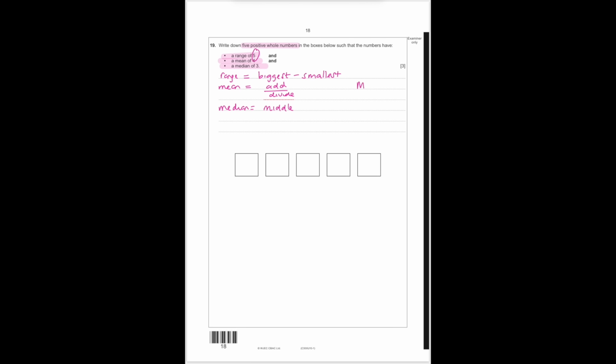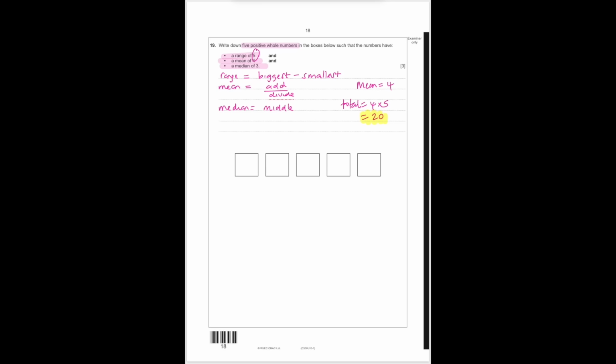So the first thing we're going to work with is the mean. We want it to equal 4. We've got 5 positive whole numbers. So what we would have done is add all of those numbers together and then divide by how many we have to get the mean. So we would have divided their total by 5. So their total must be the mean times by 5. So we're looking for 5 numbers that have a total of 20. Okay, so we've dealt with the mean aspect of it here. As long as all those 5 numbers add to 20, the mean aspect is covered.